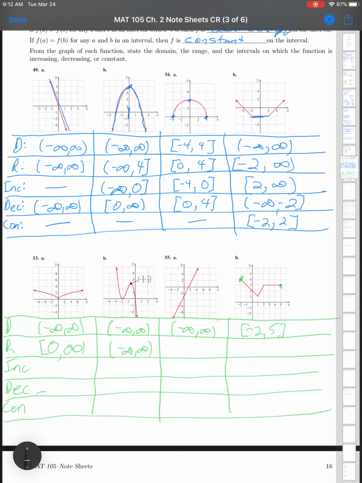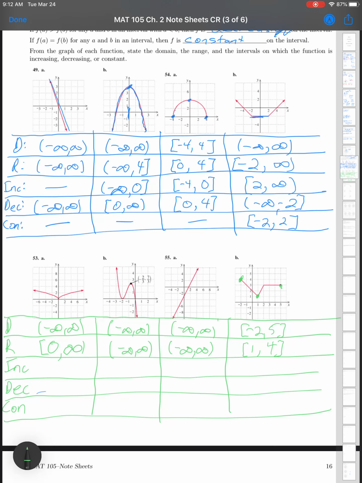For the second one, I've got an arrow going up and an arrow going down, so that's negative infinity to infinity. Same thing for the next one: arrow going up, arrow going down, so that's negative infinity to infinity. And then for this one, the lowest value is this point right here at 1, 1, so that's a y value of 1. And the highest value is this point over here at -2, 4, so that's a y value of 4. So the range is 1 to 4.